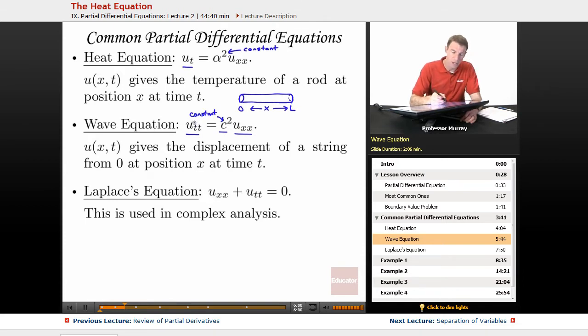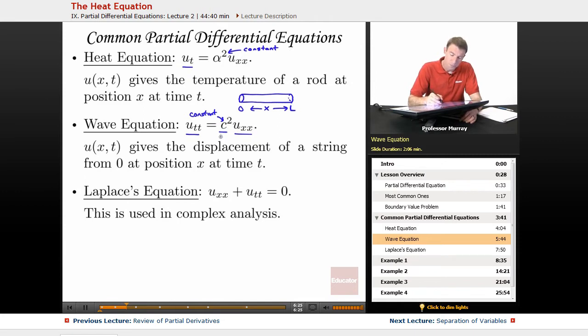I forgot to mention back when we were talking about the heat equation that alpha squared is a constant, the constant of thermal diffusivity, which means it's a constant that depends on the material in the rod. If the material in the rod conducts heat very easily, then you have a higher value for alpha squared. If the material conducts heat poorly, then you have a lower value for alpha squared.